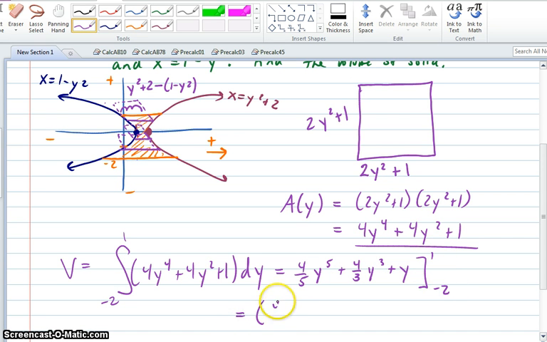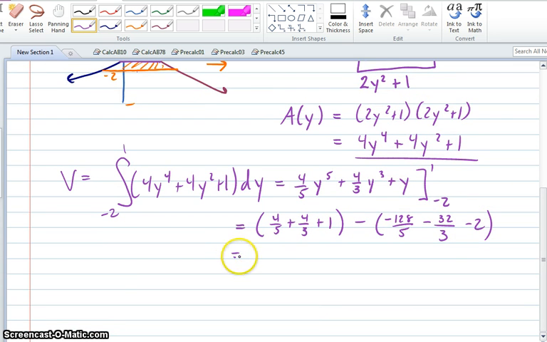So plug in the 1, you get 4/5 plus 4/3 plus 1. Minus, when you plug in negative 2, you're going to get negative 32 times 4, which is negative 128 over 5. Minus here, we're going to get 8 times 4, so negative 32 over 3, and then minus 2 there at the end. Again, save the common denominators to the end.